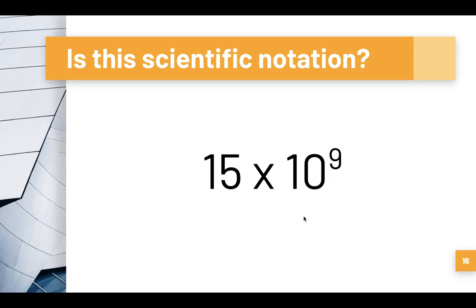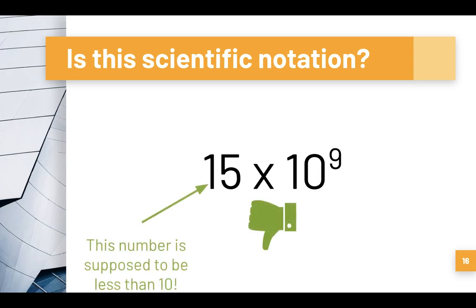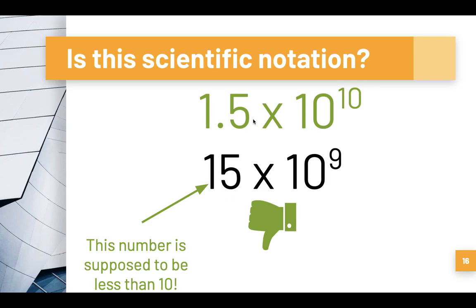Is this in scientific notation? 15 times 10 to the 9th. It is not. This number is supposed to be less than 10. So if we correct that, right now our decimal, when you don't see it, is always at the end here. So it's 15. We have to move it one more place in. And when we move that decimal in, it changed our exponent from a 9 to a 10.